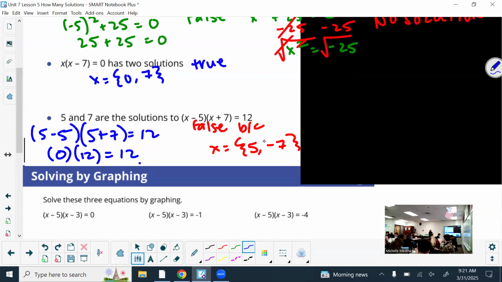So that makes it false, the whole situation overall. 5 is not a solution. So we were right about it being false, but the reasoning isn't correct right now. It's false because it doesn't make the equation true. Neither of them do actually.